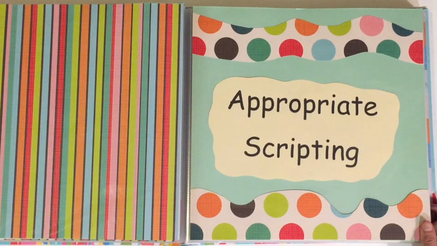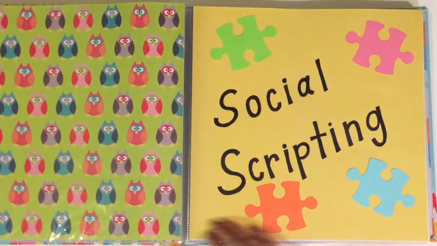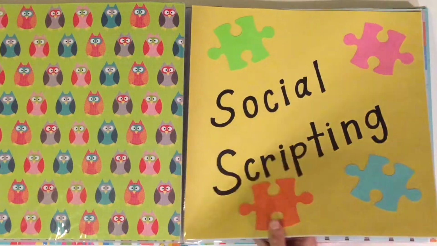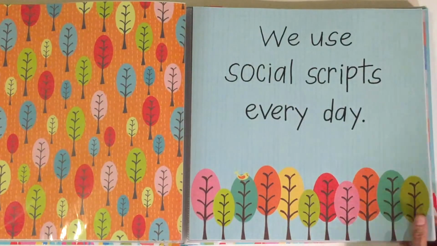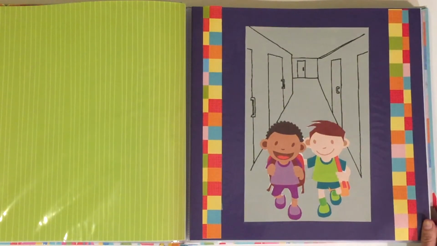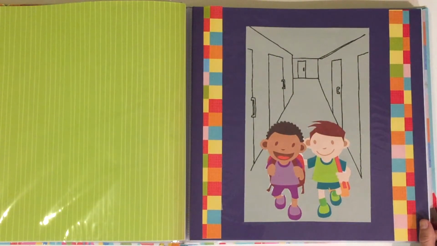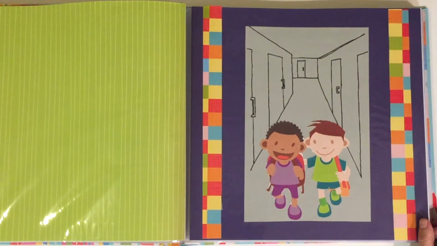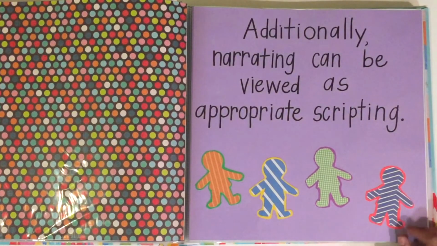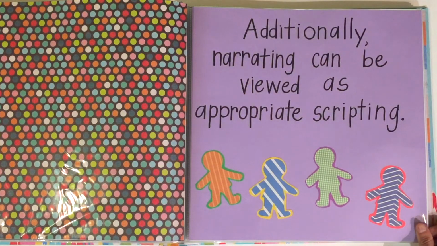Scripting can be appropriate if the speaker's words are aligned with what the speaker would like to say. This type of scripting is sometimes referred to as social scripting and is often used by children who are learning to communicate. We use social scripts every day. Think about when someone passes you in the hallway and asks, "How are you doing?" We often reply with, "I'm fine, thanks, how are you?" without even thinking about the words we want to say. Rather, these social scripts are ingrained in our mind and we use them almost automatically. Additionally, narrating can be viewed as appropriate scripting. Take a look at this video.